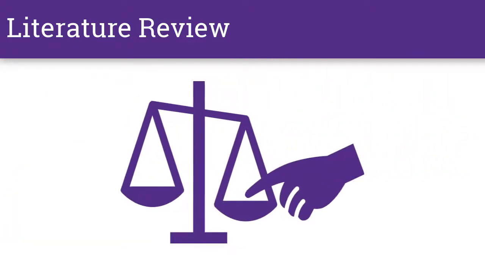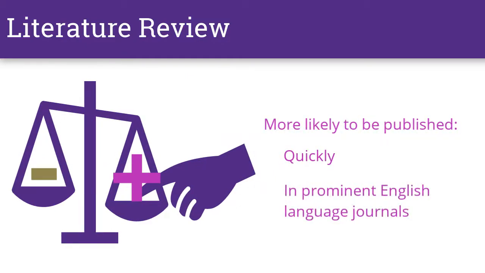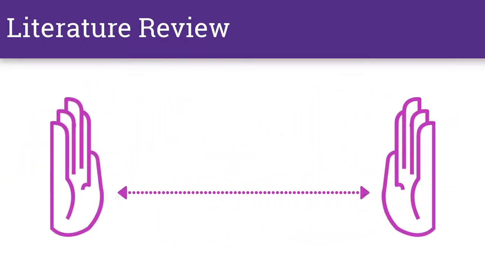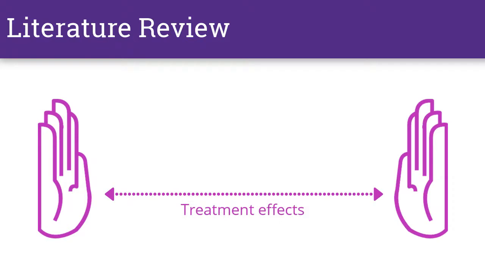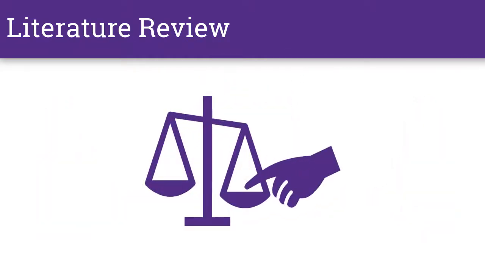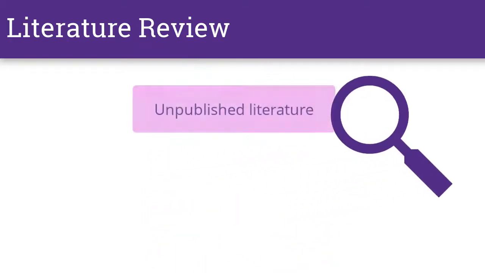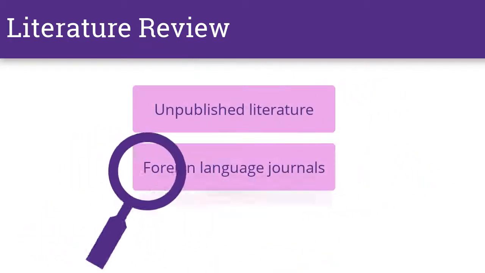Publication bias occurs because studies with positive results are more likely to be published than negative trials. Studies with positive results are also more likely to be published quickly and in prominent English language journals compared to negative trials. This may lead to overestimation of treatment effects when pooling the effects of multiple studies in a systematic review. Publication bias can be mitigated through a comprehensive search strategy, including unpublished literature, foreign language journals, and conference proceedings and abstracts.